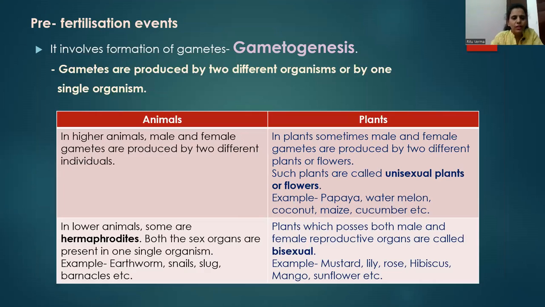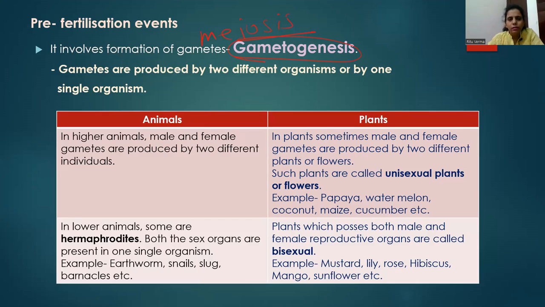The first very important process which takes place in pre-fertilization is gametogenesis. The process of formation of gametes in sex organs is known as gametogenesis. And remember, for the formation of gametes, the cell division which occurs is known as meiosis. So this is important: gametes are produced in sex organs, or you can say in male and female reproductive organs, by the process of gametogenesis, and cells are divided by the process of meiosis.